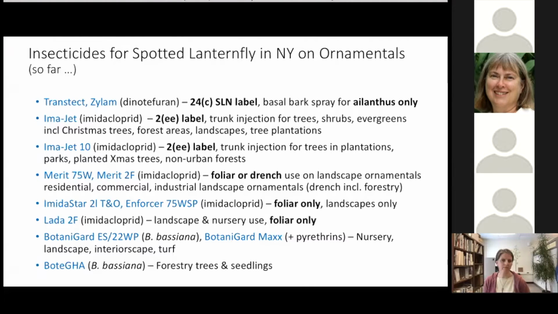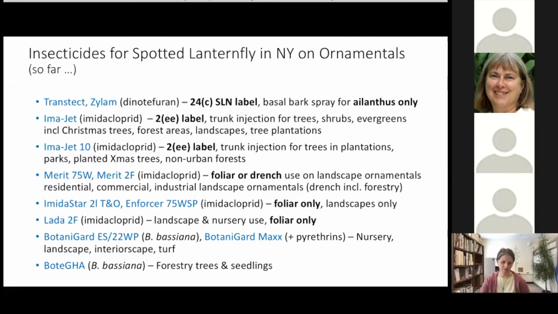Most actually are for landscapes. There's a trunk injection, there's some foliar sprays. Some of these are available to us under these 2(ee) labels, meaning that they're not actually labeled for use on planthoppers, but we have special labels to allow their use. This is the preliminary list. We can add 2 more as of Friday to this list, Onyx Pro, which does include use on Christmas trees, as well as Talstar S Select. Those now have 2(ee) labels for use in New York.